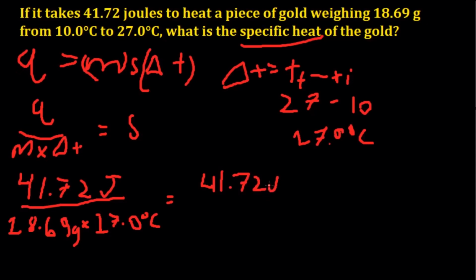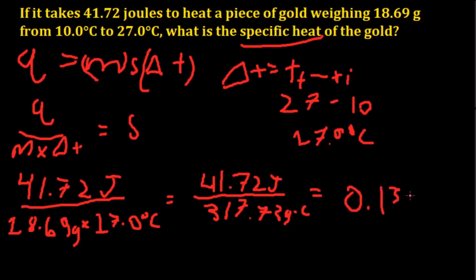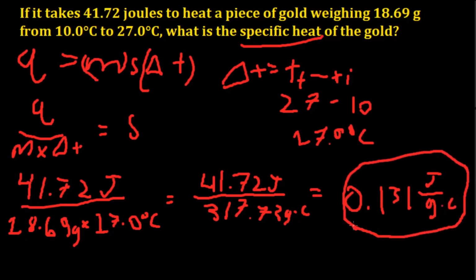41.72 joules over, hold on a second, let me get my calculator, 317.73 grams times Celsius. So when we do some division, the answer will be 0.131 joules over grams Celsius, which will be the specific heat of gold.